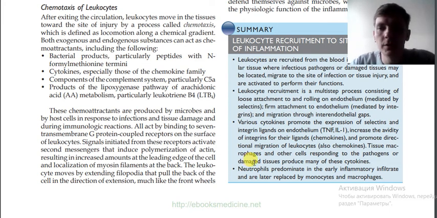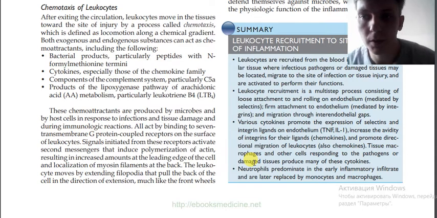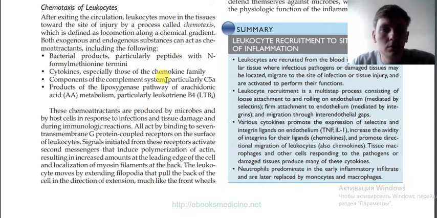Let's continue our set of lectures. So it's the second lecture of inflammation and repair topics. Here we continue following this book. So what is chemotaxis of leukocytes?